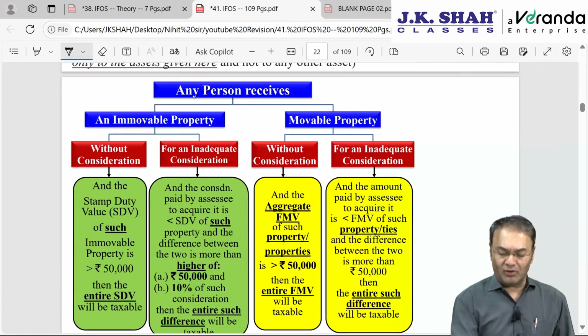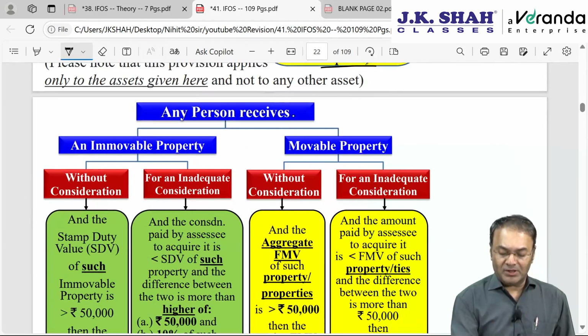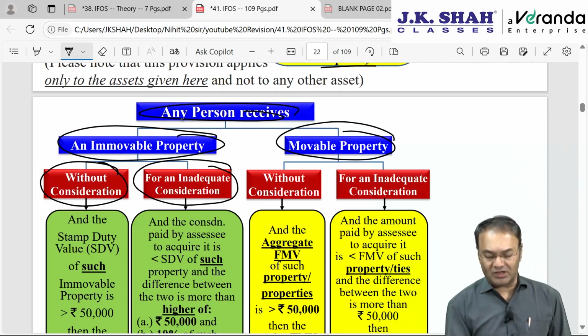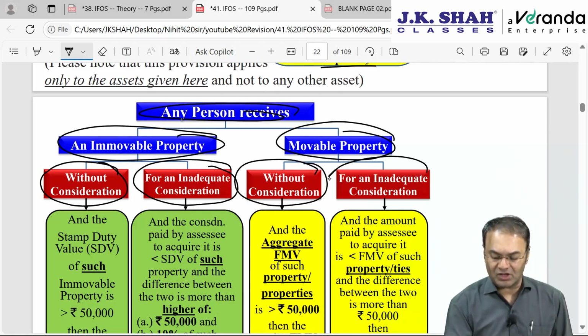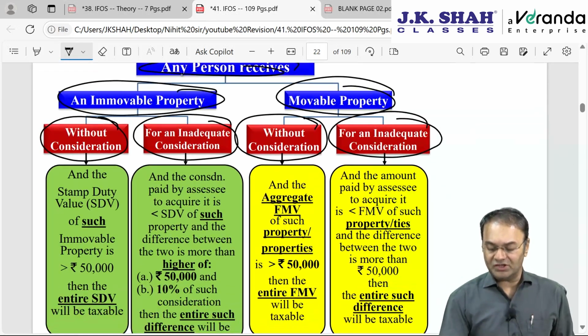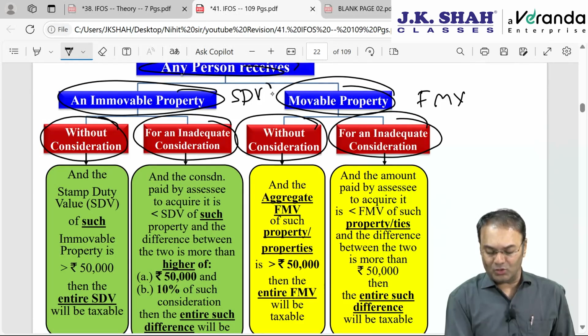In a tabular form, we can do it this way. Any person receiving immovable property or movable property. Again, two bifurcations: immovable property received without consideration, or received for inadequate consideration. Movable property received without consideration, or received for inadequate consideration. For movable property, we consider market value, FMV, and for immovable property, we have to take stamp duty value into consideration.